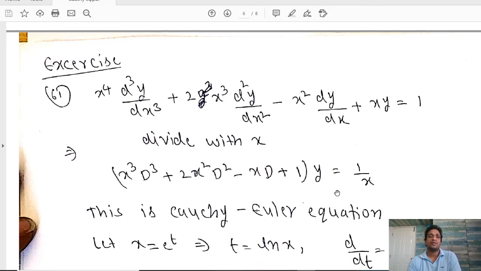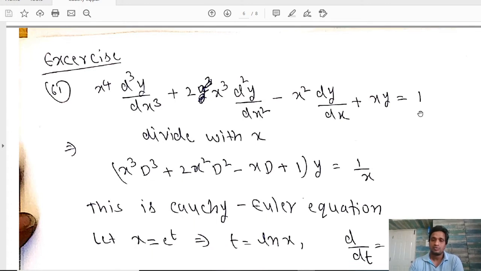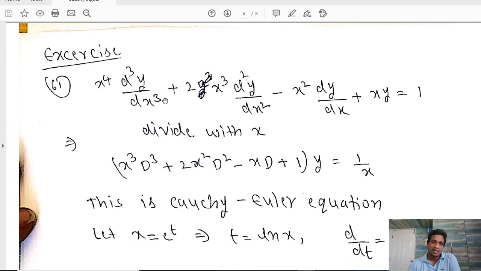These are the exercise problems. So here slightly different from the previous one. This is the question number 61 in the exercise. x power 4 d cube y by dx cube plus 2x cube d square y by dx square minus x square dy by dx plus xy is equal to 1. Okay, so one thing, here x power 4 is there but derivative is only of order 3. Here x cube is there but derivative is of only 2. Here x square is there but derivative is of only 1. Here x power 1 is there, there is no derivative.